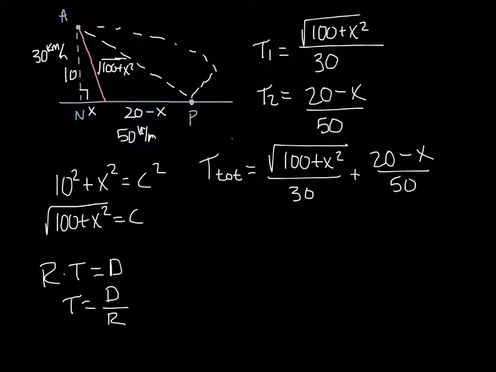Now, what's interesting to check here, we've got a function of time with respect to x, okay? And x is the thing I can change. It's my independent variable. So let's see what happens if I let x be 20, all right?